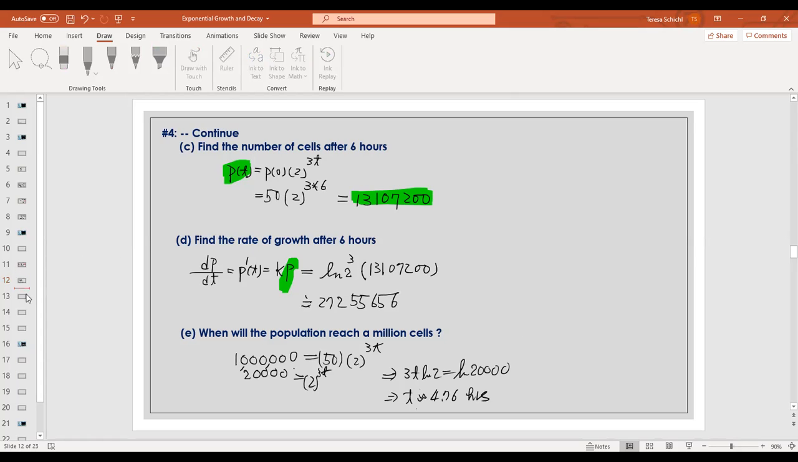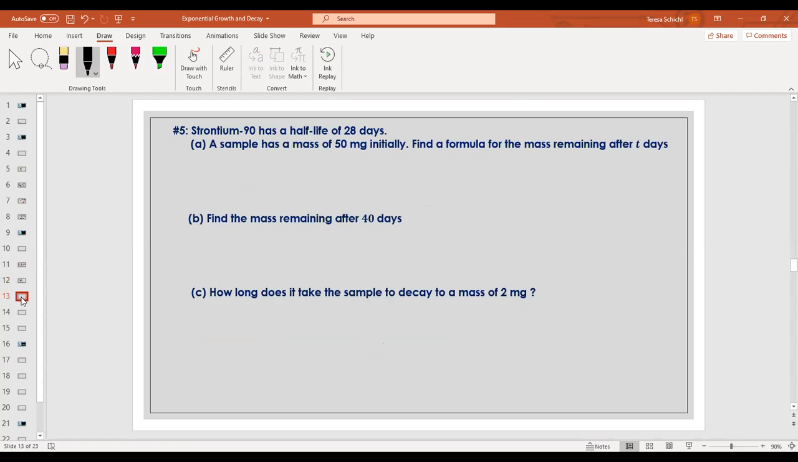Okay, now let's take a look at the second example here. The second example, I think it is strontium. I never knew this chemical before, but anyway, it says strontium 90 has a half-life of 28 days, and a sample has mass 50 milligrams initially.